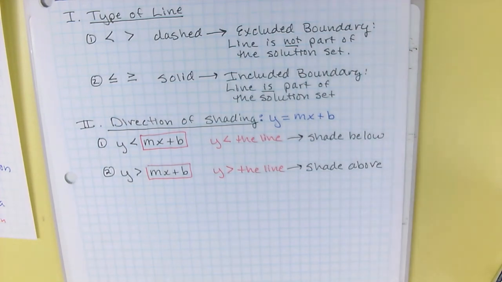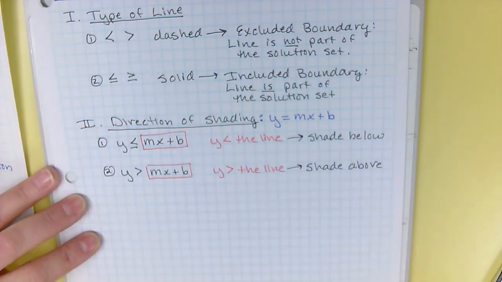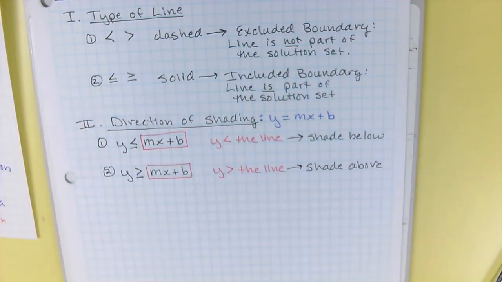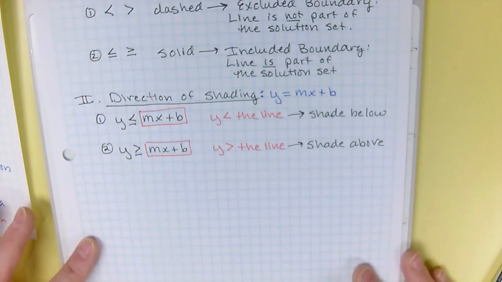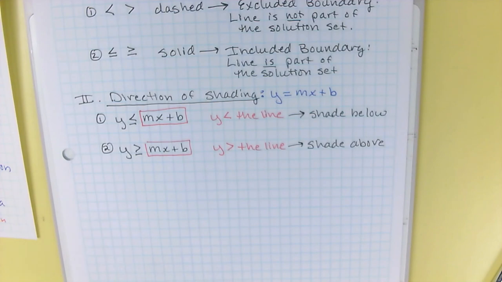Now, in both cases, it doesn't matter if it's a less than or a less than or equal to, a greater than or a greater than or equal to. The bar doesn't make any difference. It's the direction of the arrow. Okay, so that's your first way to do it.